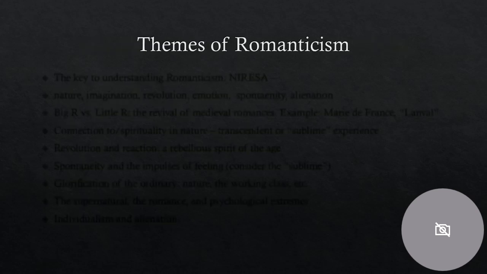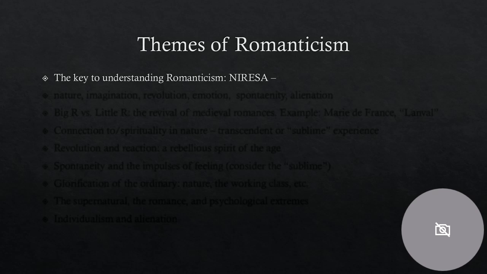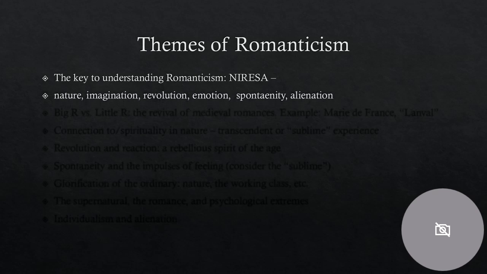What were the themes of it? I love this phrase from a textbook I've used: NIRVAS. Nature, imagination, revolution, emotion, spontaneity, and alienation. I think you can already see how all these themes are present in the poems I've assigned you for this lesson.